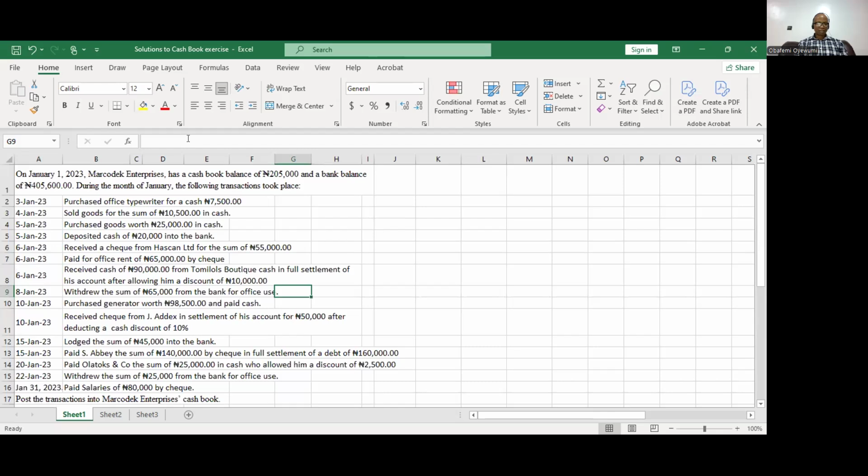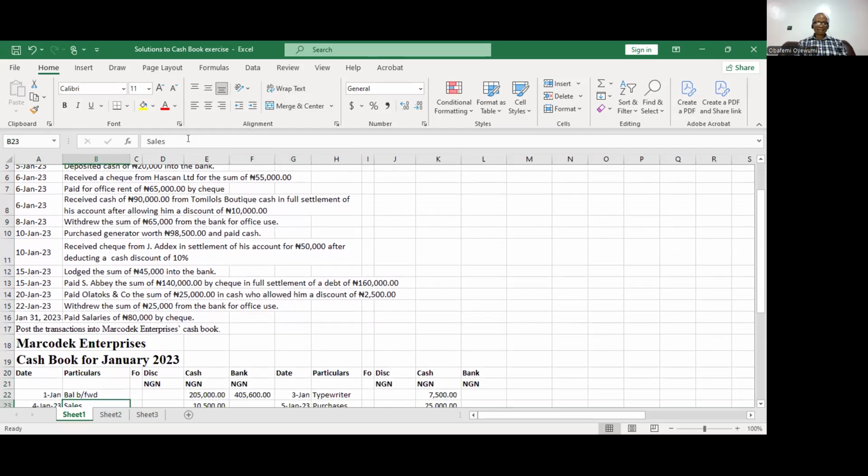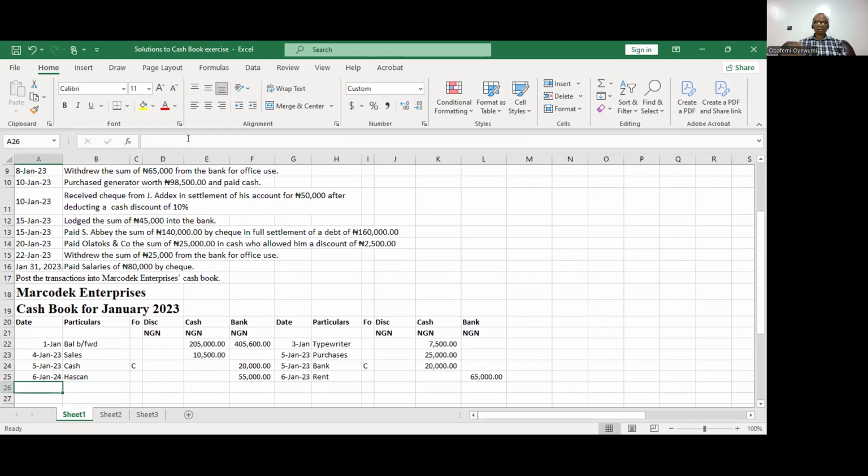That one was they received cash of 90,000. So this is the first transaction that will involve a discount. Please take note of this. Receive cash of 90,000 from Tomilo's boutique in full settlement of his account after allowing him a discount of 10,000. So received 90,000. How much was received? That's the amount you're going to post. On the 6th of January, the actual amount of money that they got will be the amount they're going to record. Please take note of that.